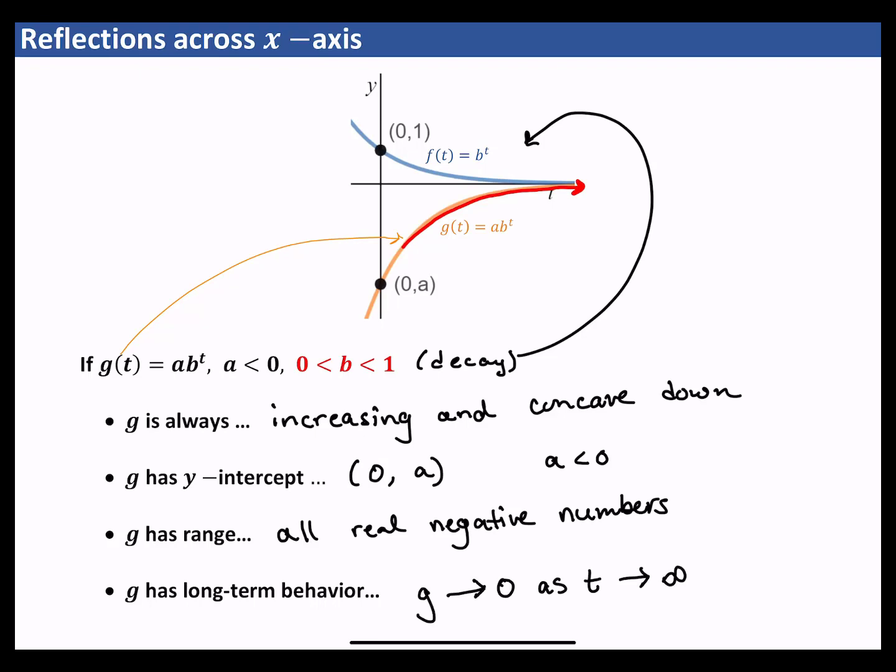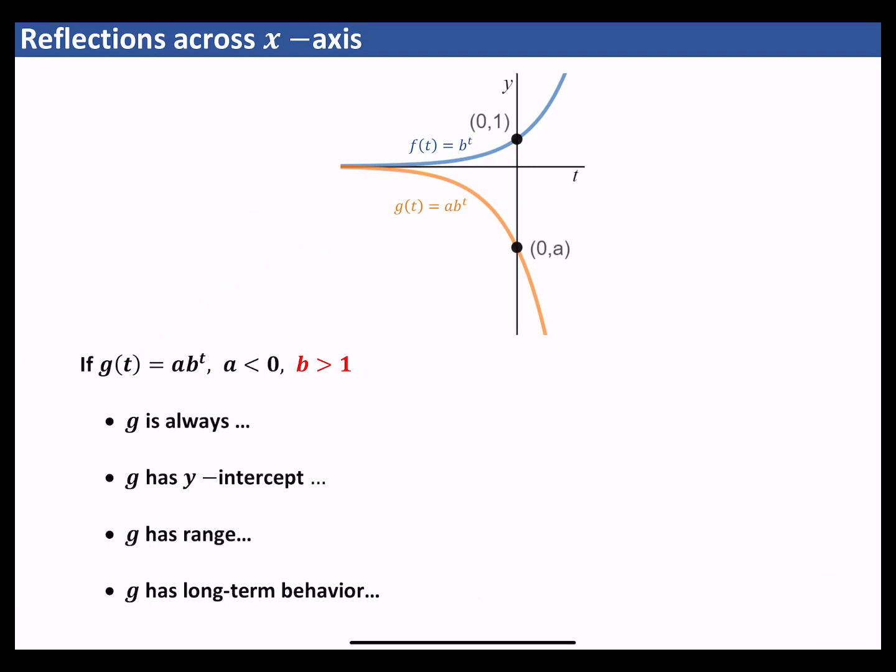Now let's look at an example of exponential growth that has been reflected across the x-axis. Here we have g of t equals ab to the power of t, where a is negative and the growth factor b is greater than 1. We see that because of the reflection across the x-axis, g is always concave down and decreasing.